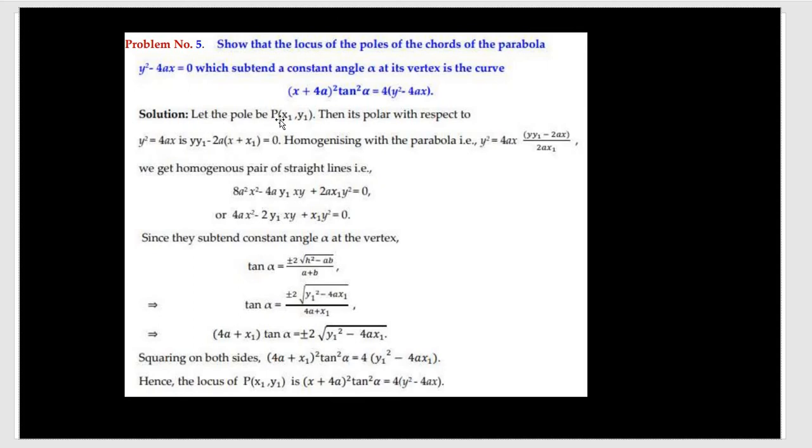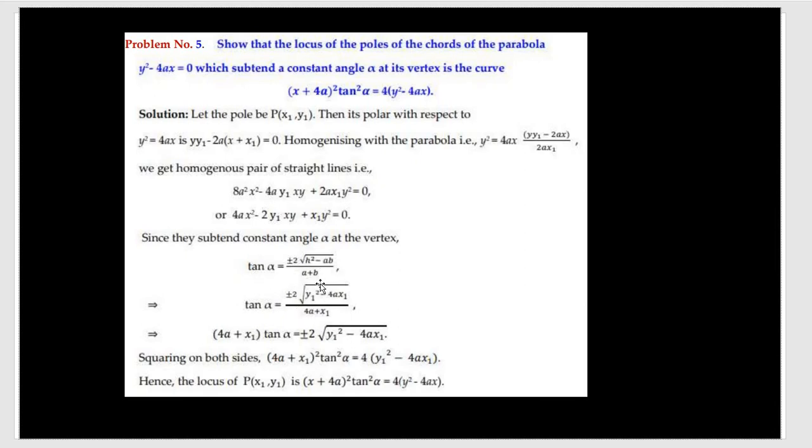Let the pole be. Once you write pole, you have to write out polar. Polar with respect to this y square equal to 4ax is this. Homogenize the parabola with the help of this line. This is what you get. And because we are given that they subtend a constant angle, we make use of this formula.